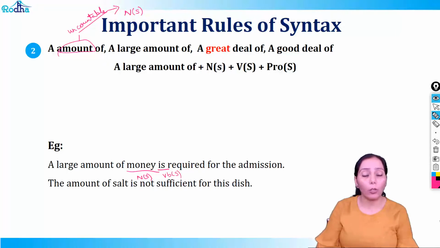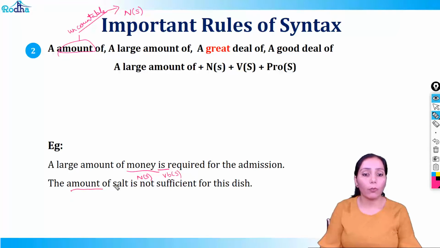Always remember, money means wealth, that is, all the assets you have. For example, you have your laptop, your pen, your car, and money in rupees. Everything will be counted in money. So that is why money is uncountable. So "a large amount of money is required for the admission." We cannot write "are required".